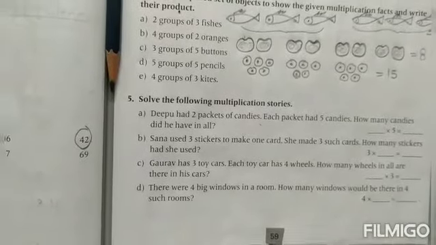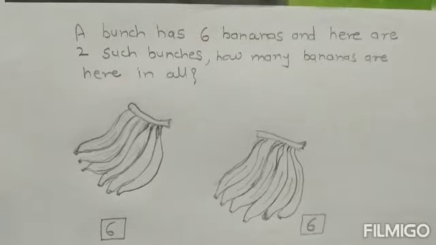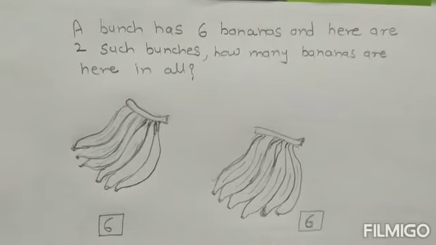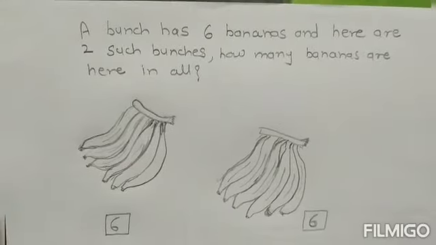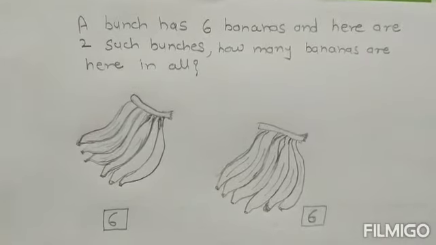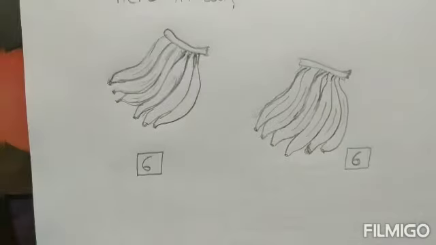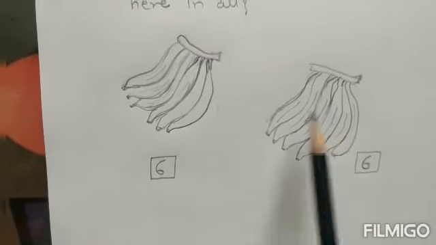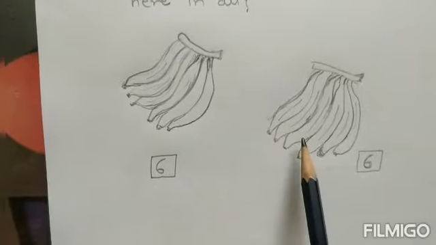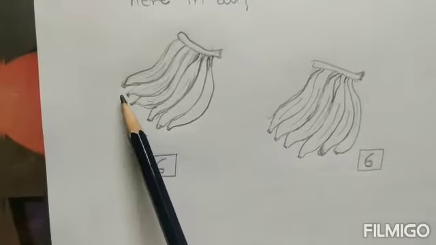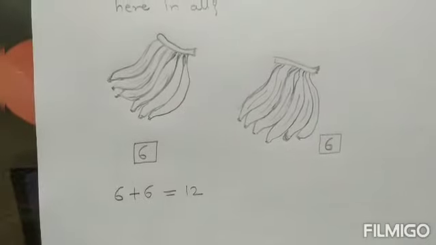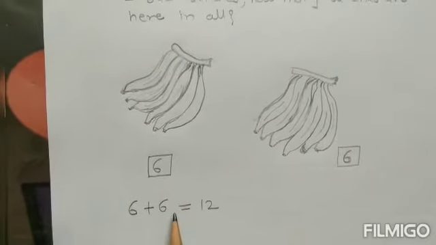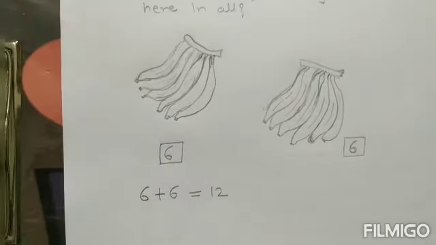Children, before solving these sums, a bunch has 6 bananas and here are 2 such bunches. How many bananas are here in all? Children, these are the 2 bunches of bananas and each bunch has 6 bananas. We write this as 6 plus 6 equal to 12.